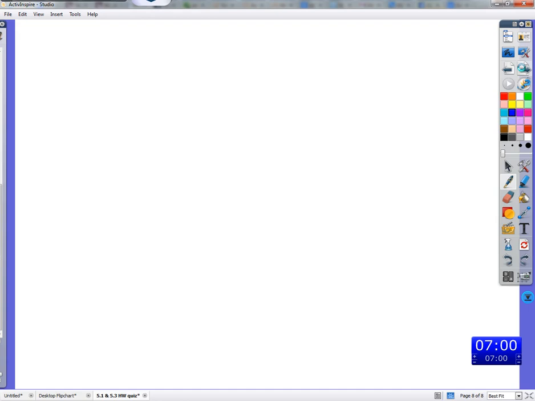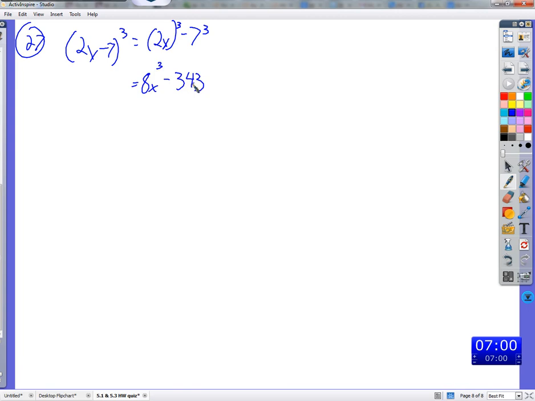So 27 is the one where something is done incorrectly. This is what the work looks like. Okay. 7 cubed is, I'm going to assume it is 343, and if you do 2x cubed, we'll get 2 cubed is 8, and x cubed is x cubed. Okay, that's correct. What's wrong here?